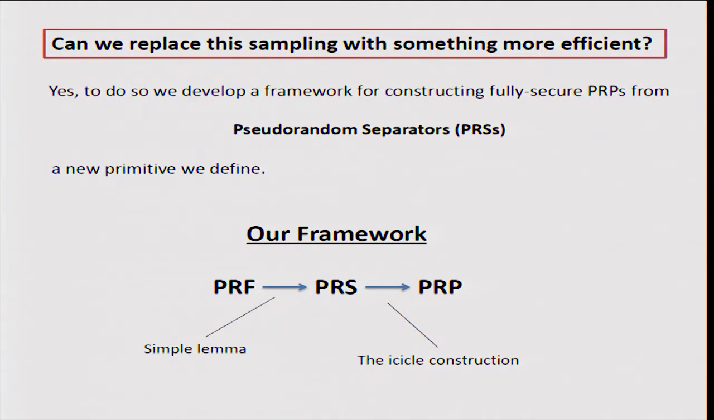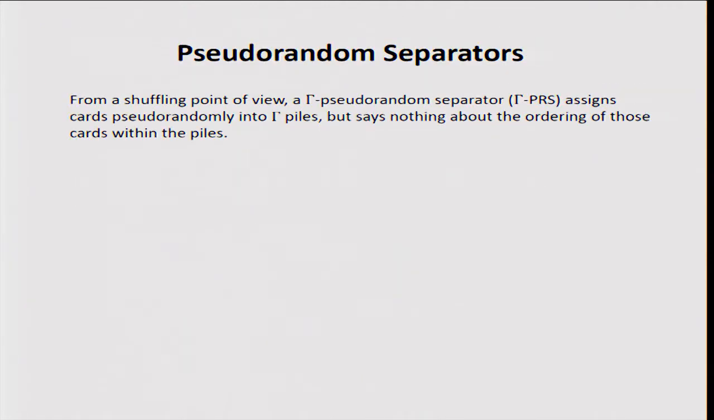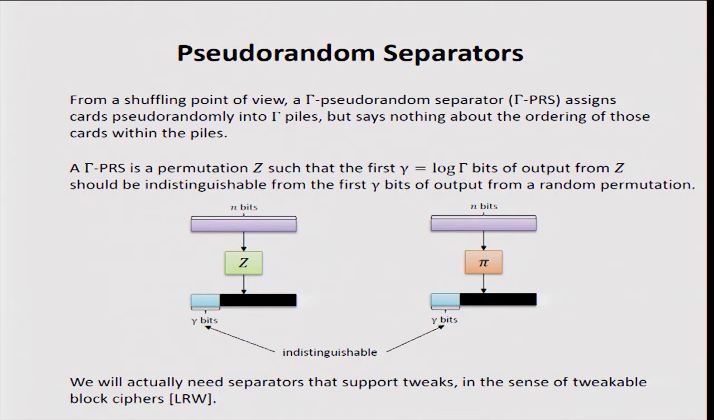So let's talk about what a PRS is. What is a pseudorandom separator? If you think about shuffling cards, a gamma pseudorandom separator is going to randomly assign the cards into gamma piles. And it's not so concerned with the ordering of those cards within the piles. The best way to think about this cryptographically is that a gamma PRS is a permutation. So we want a permutation Z here, and we're going to look at the first little gamma bits of output. We want those to be indistinguishable from the first little gamma bits of output from a random permutation.